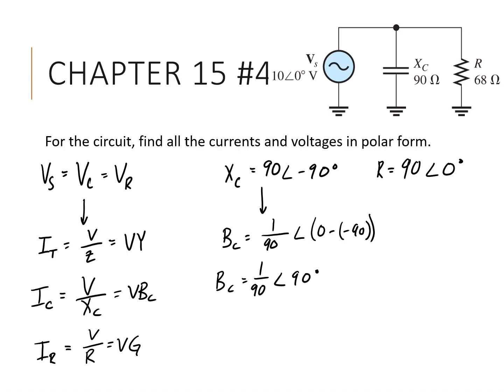So it is going to lead. For the resistor, if we wanted to turn it into G, which I don't really think is necessary, it would be, oops, not 90. Sorry, this should be 68. And 0 minus 0 is still going to give us that 0 degrees.